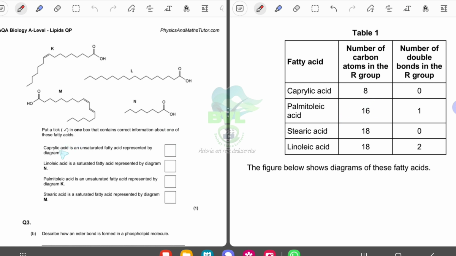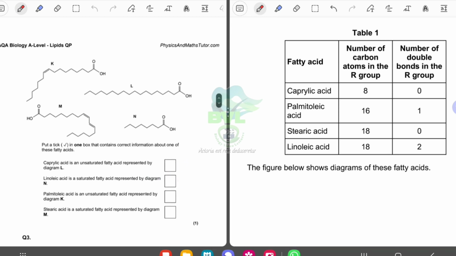So it says caprylic acid is unsaturated, which means, pause the video here and try to attempt the question like I would normally say. If you've done that, this is the answer. Caprylic acid is an unsaturated fatty acid represented by the diagram L. Unsaturated means it should have one or two carbon to carbon double bonds. We can't see any of that, and the table says it doesn't have a double bond, so that is wrong.